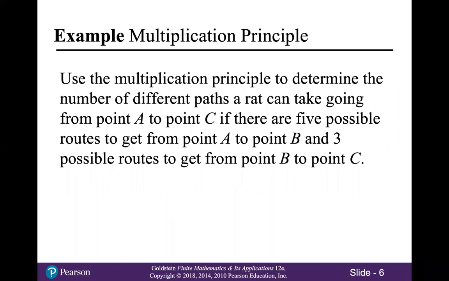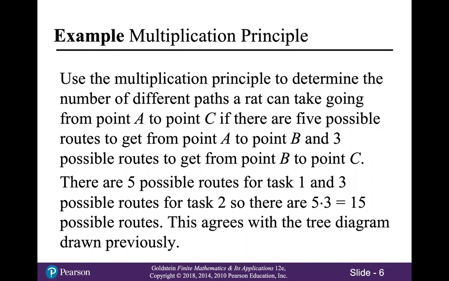So now let's use the multiplication principle to determine the number of different paths a rat can take going from point A to point C if there are 5 possible routes to get from point A to point B and 3 possible routes to get from point B to point C. Since there are 5 possible routes for task 1 and 3 possible routes for task 2, there are 5 times 3 equals 15 possible routes, which agrees with the tree diagram drawn previously.